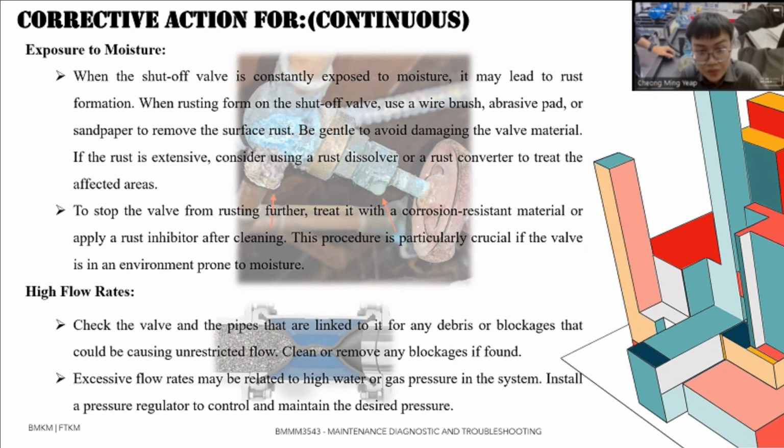Next, what corrective actions must be done if the shut-off valve has a high flow rate problem? High flow rate problems are basically caused by debris or blockage of pipes. Therefore, when the problem of high flow rate occurs in the shut-off valve, we must first check the valve and the pipes linked to it for any debris or blockages that could be causing unrestricted flow. Clean or remove any blockages if found. Next, excessive flow rates may be related to high water or gas pressure in the system, so installing a pressure regulator to control and maintain the desired pressure can also solve the high flow rate problems of the shut-off valve.